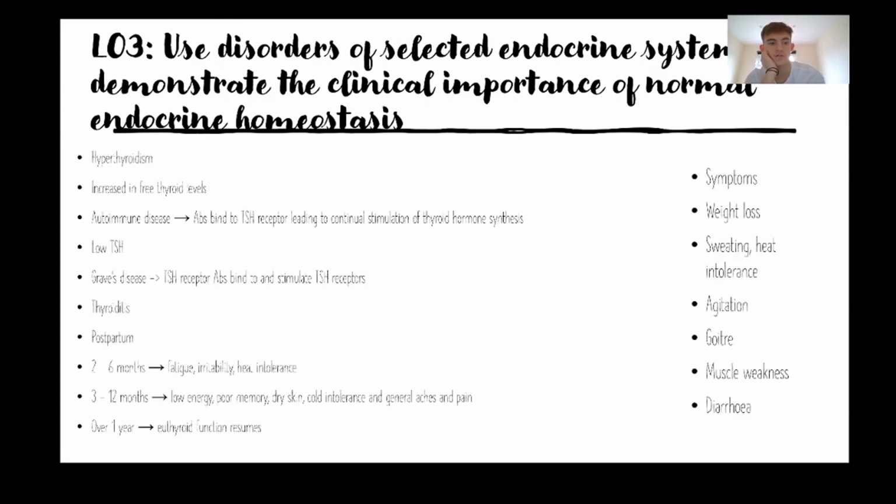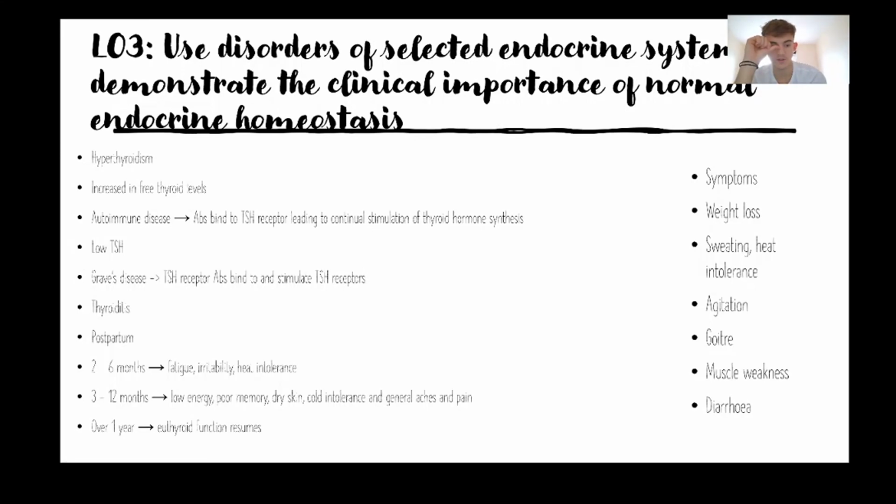Then we've got hyperthyroidism, so too much, with increased levels of free thyroid hormone, and therefore the pituitary would normally respond by decreasing the release of thyroid stimulating hormone. We've got Graves' disease, which is again an autoimmune disease, in which antibodies bind to the thyroid stimulating hormone receptors and stimulate them, leading to increased secretion. It can also be thyroiditis, so kind of an infection, and that causes the stimulation of the hormone.